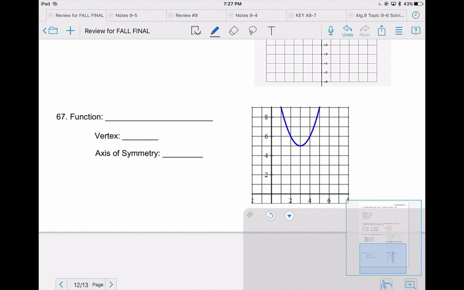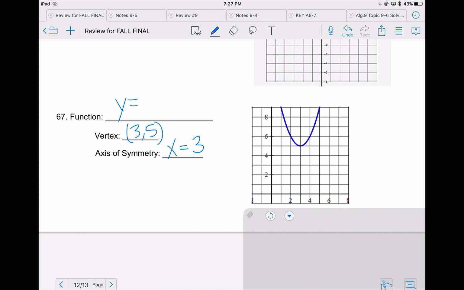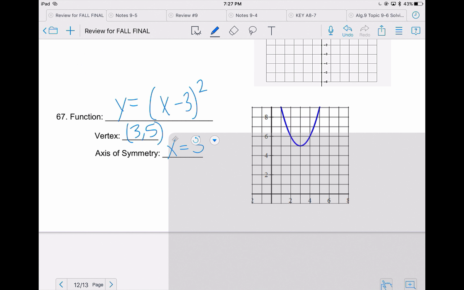67, I'm going to label my vertex first. The vertex is at 3, 5. My axis of symmetry is x equals the x point of my vertex. Now this doesn't have a stretch, it doesn't flip or anything, so all we're doing is it moved to the right 3 and went up 5. And remember, if you want to double check your answer, you could plug this into the calculator and make sure you get this graph based on what you wrote.